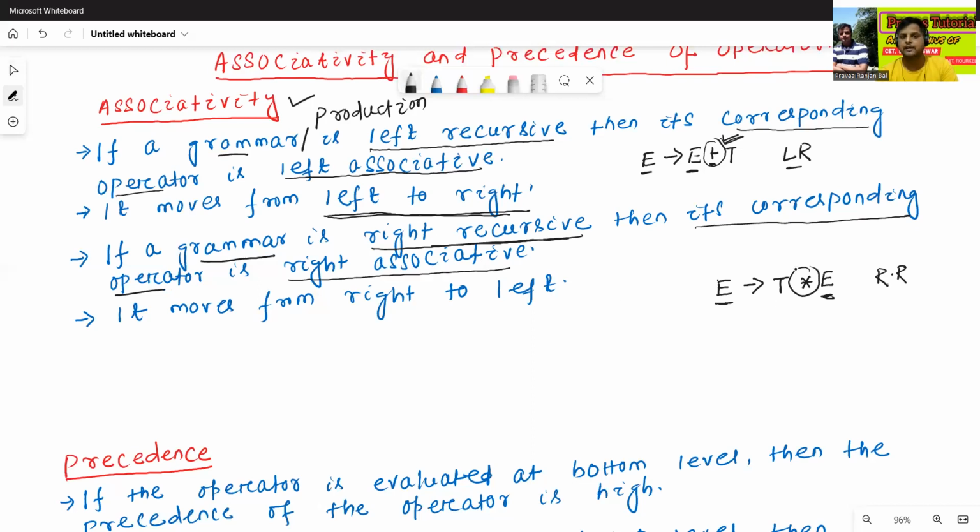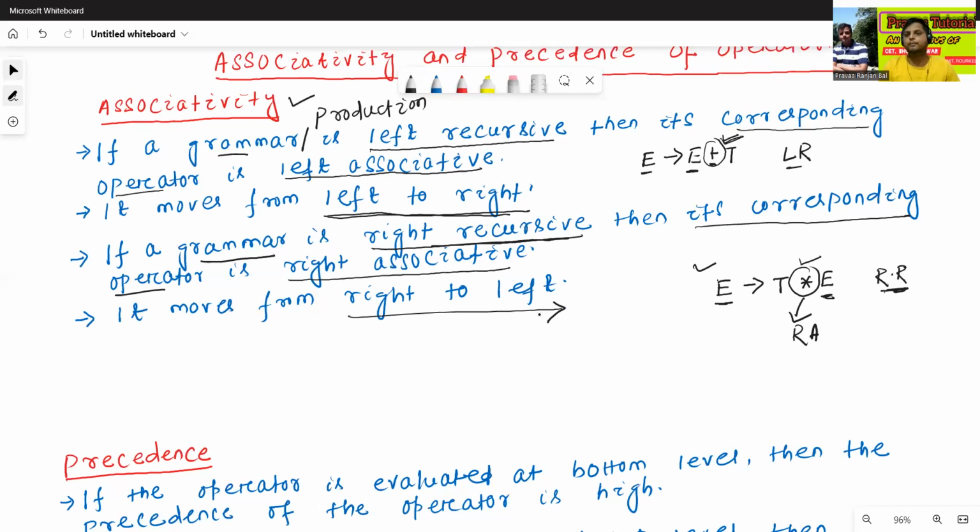So in this case, if the grammar is right recursive, the star operator is right associative, and it moves from right to left. If the operator is left associative, it moves from left to right. If the operator is right associative, it moves from right to left. It is very simple. Later we'll discuss the example of associativity.